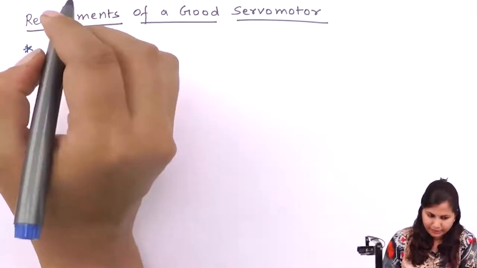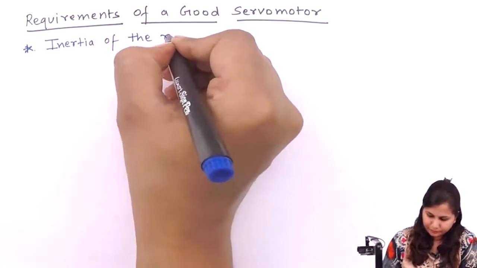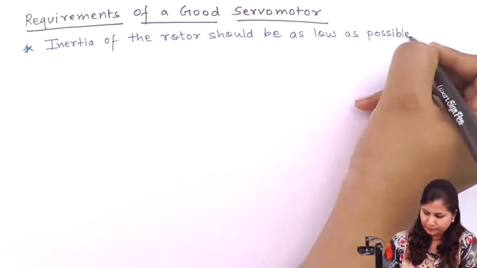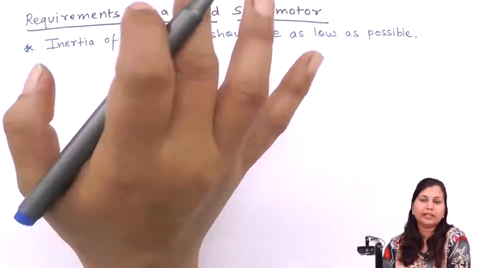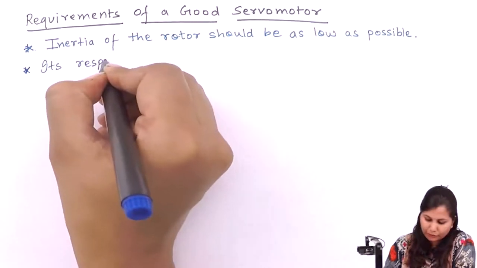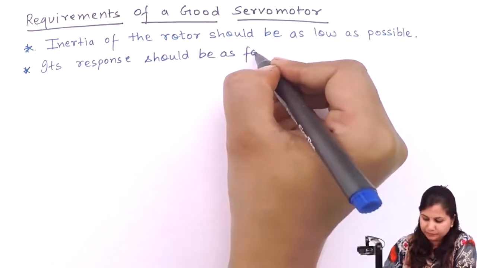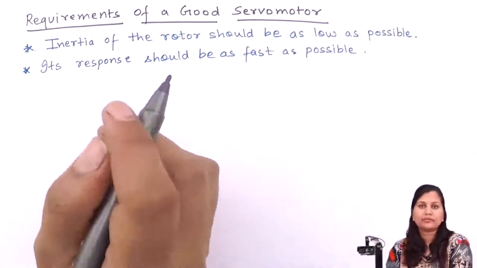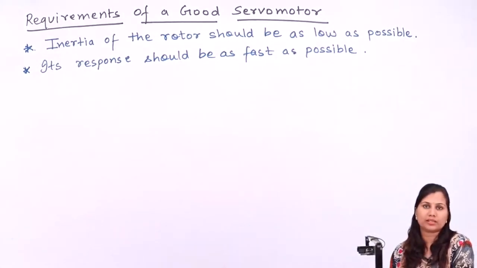The first requirement is that the inertia of the rotor should be as low as possible. Okay, so the first requirement of a good servo motor is that the inertia of the rotor should be very low. The second requirement is that its response, that is the response of the servo motor, should be as fast as possible. Response should be fast, that is, if we change the input signals, then the servo motor quickly responds to these changes.